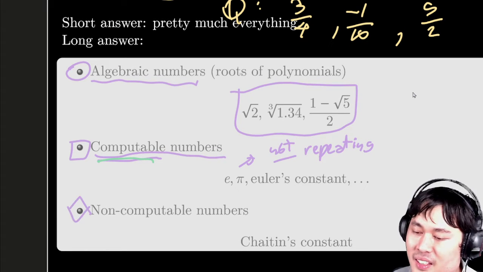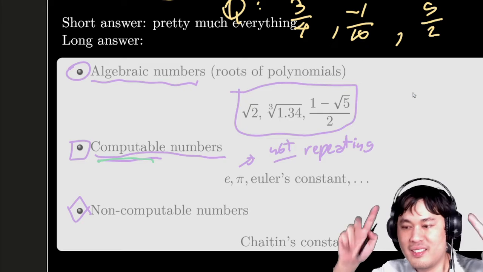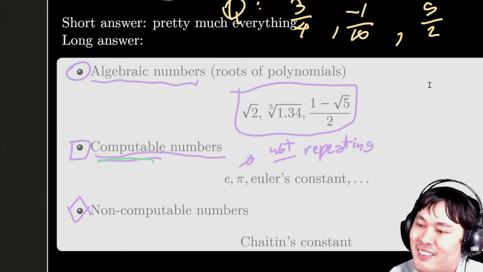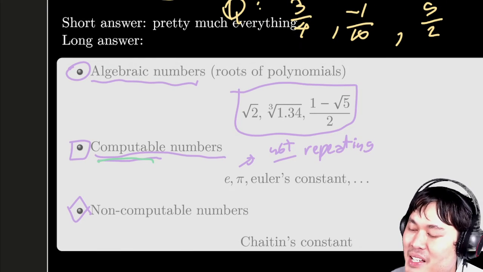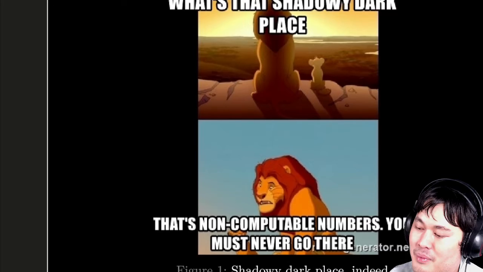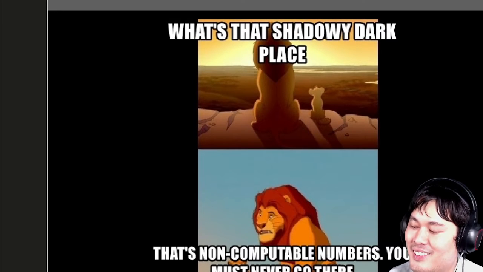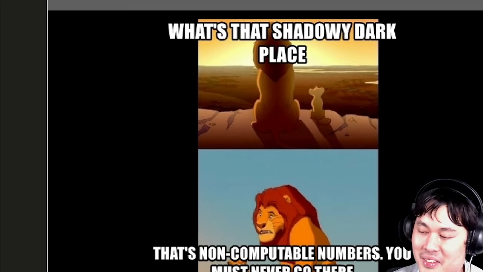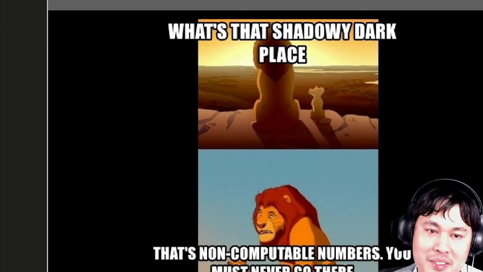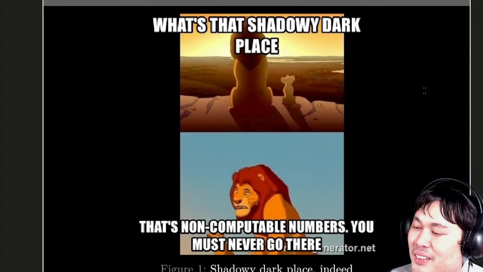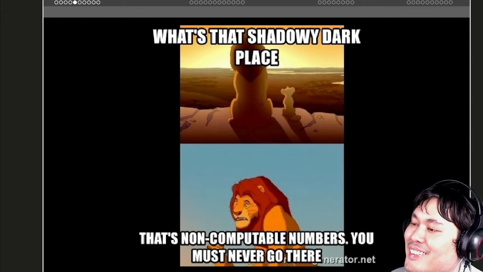And there's a weird kind of number that you shouldn't go near. You shouldn't touch that. That's dangerous. But yeah, there are more things out there. Oh, then I heard this meme: what's the shady dark place? Oh, there are non-computable numbers. You must never go there. So yeah, please don't. Maybe just for fun.